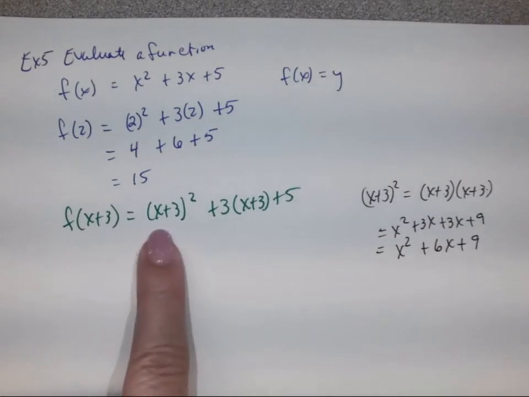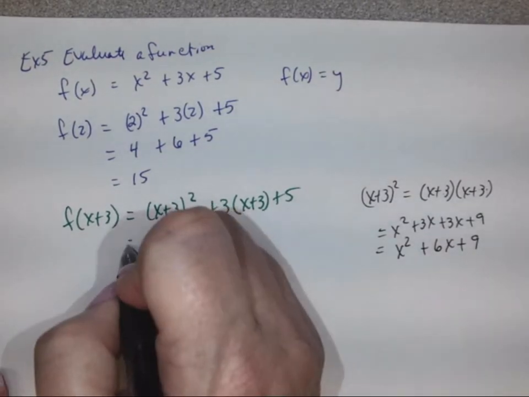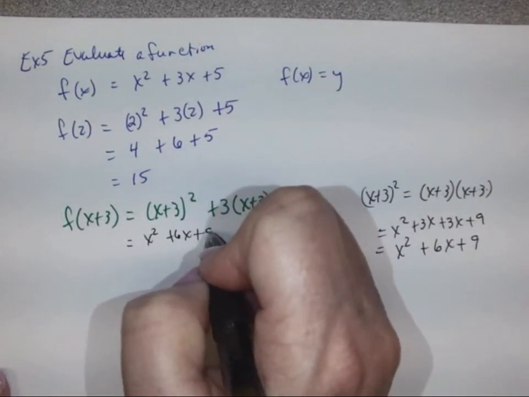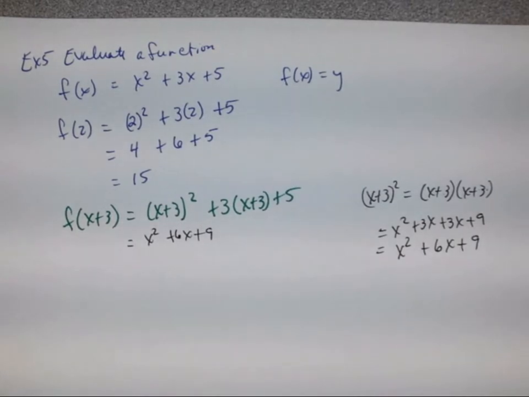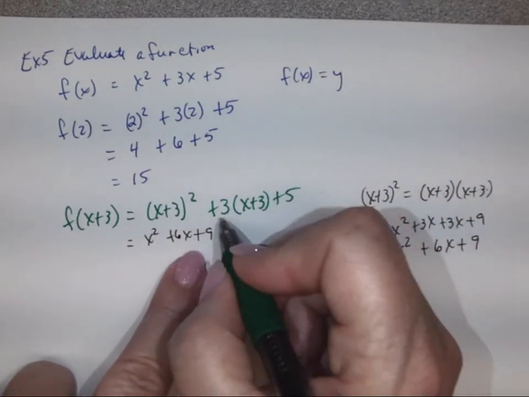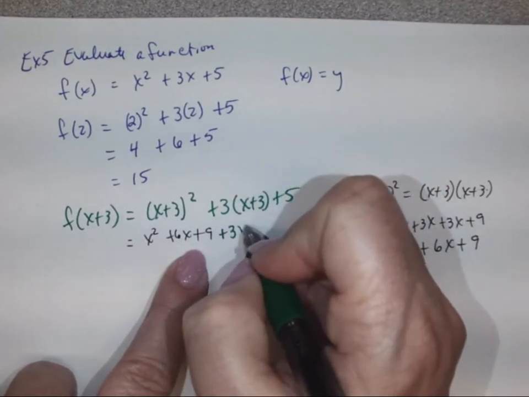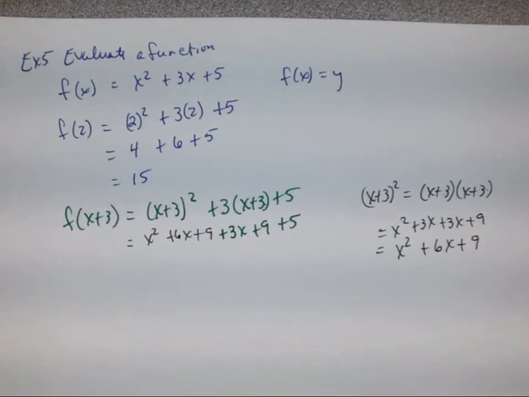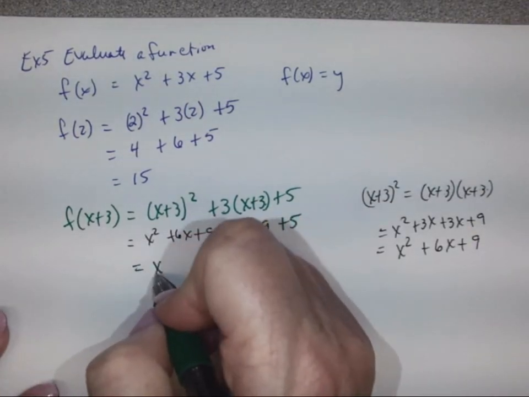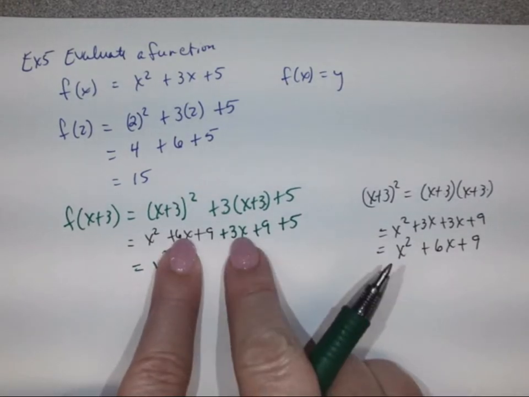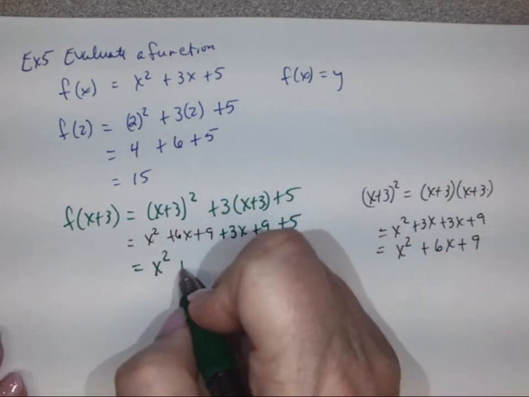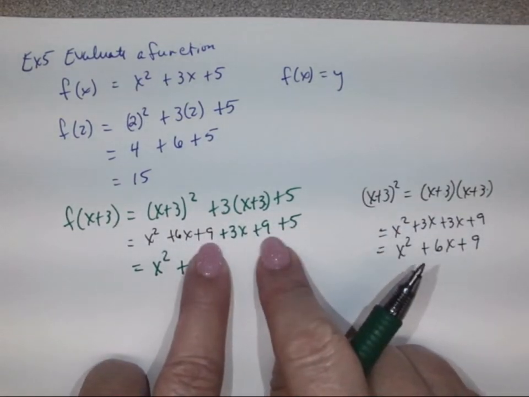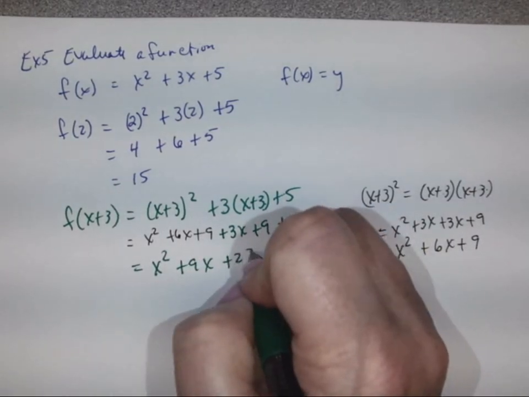So now I can come back over here and rewrite that x plus 3 squared is x squared plus 6x plus 9. And then I can do the rest of my equation. So 3 times x will get us 3x. 3 times 3 is 9, and we'll bring down our 5. Now it's about combining like terms again. So we have x squared. I have 6x plus 3x. That will get me 9x. I have 9 plus 9 is 18. 18 plus 5 will be 23.